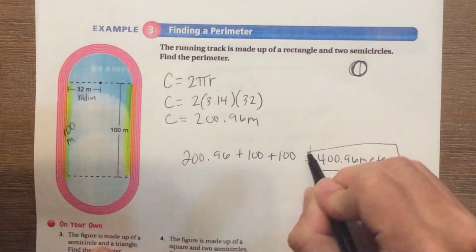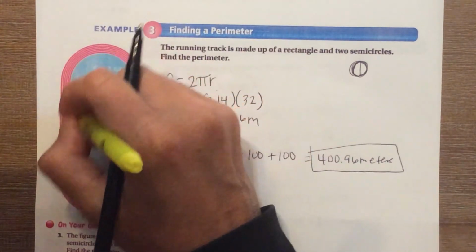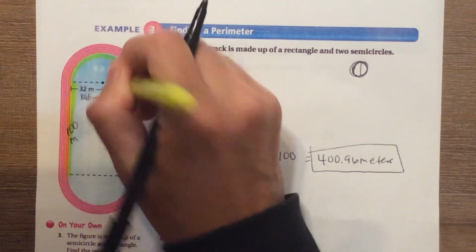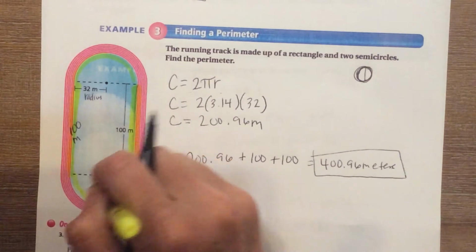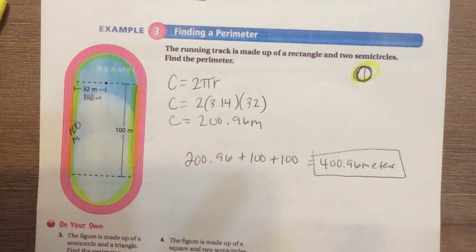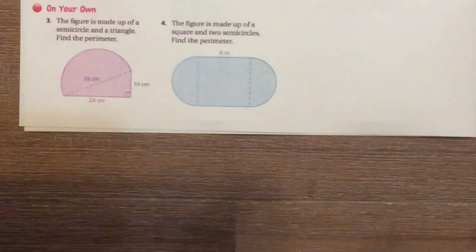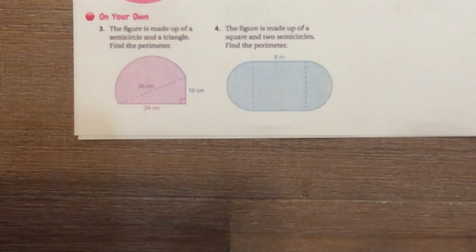So again, you had this side that was 100, this side that was 100, and then your semicircle and your semicircle together, your whole circle. And that gives you the perimeter around the running track. All right, here's a couple more to try on your own. So I would like you to pause it.